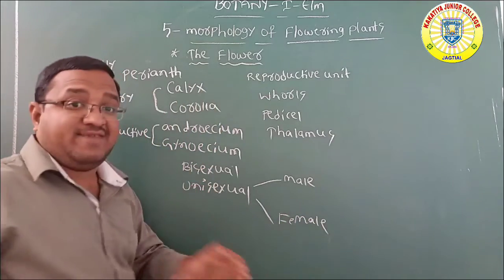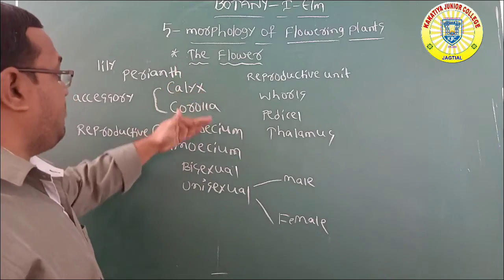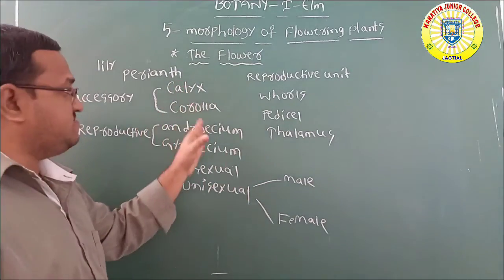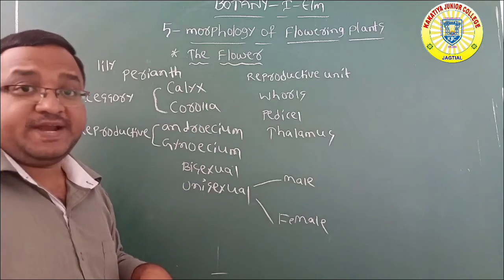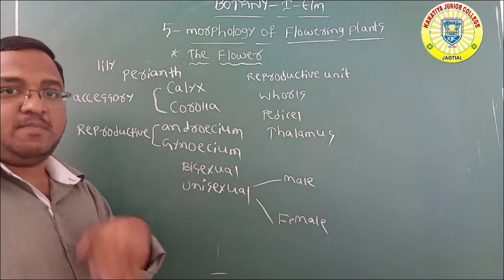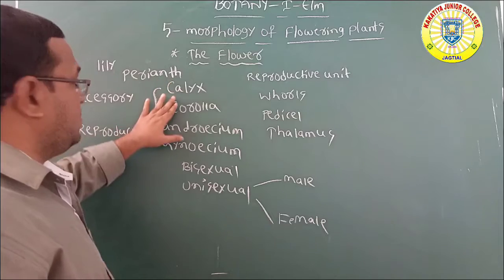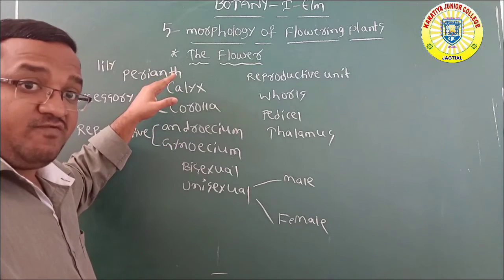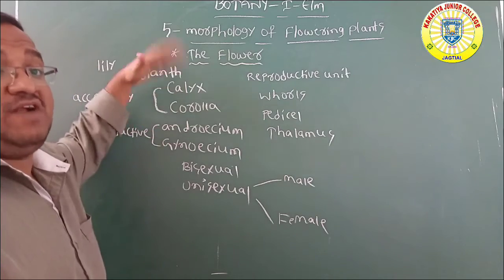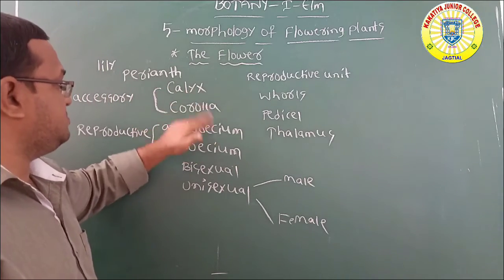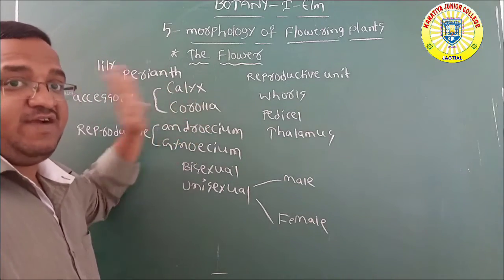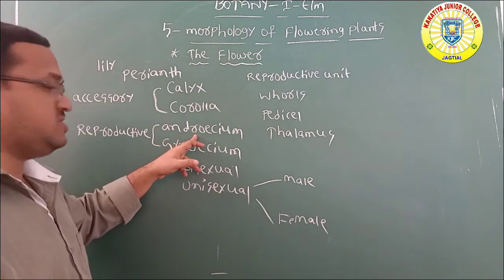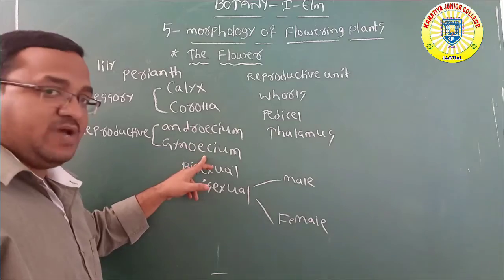The flower which has all these four parts is a complete flower. If any one of these whorls is missing, that is an incomplete flower. Complete flower means the flower which has four whorls with floral parts. And especially you can see androecium is the male part, gynoecium is the female part.